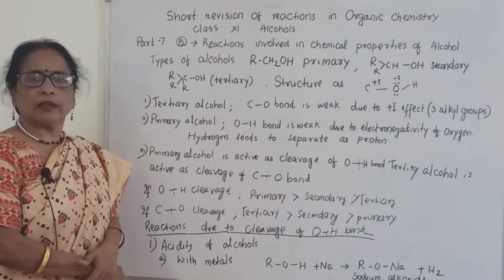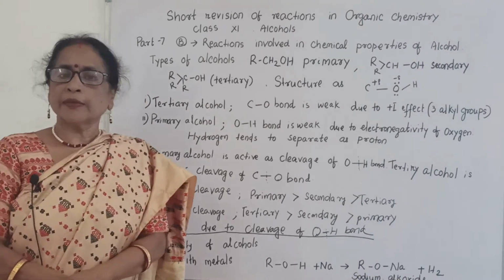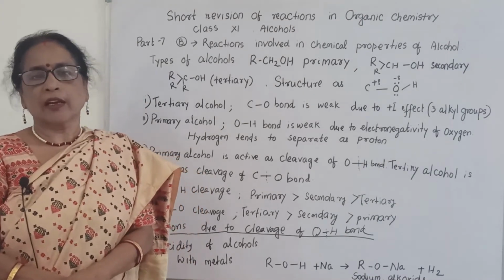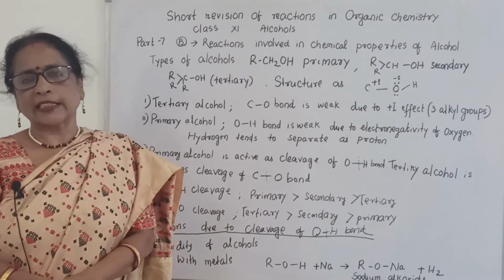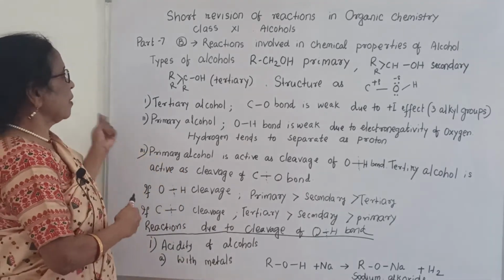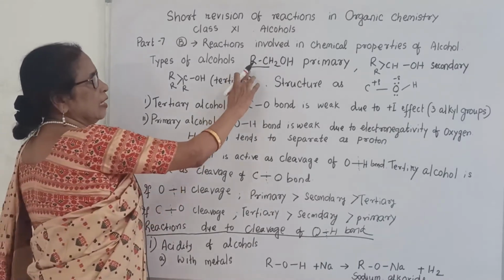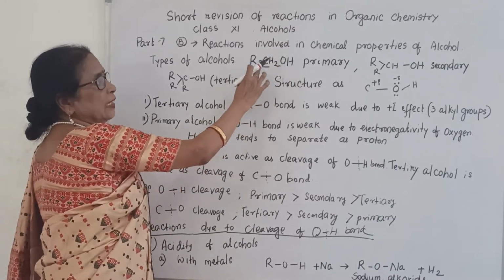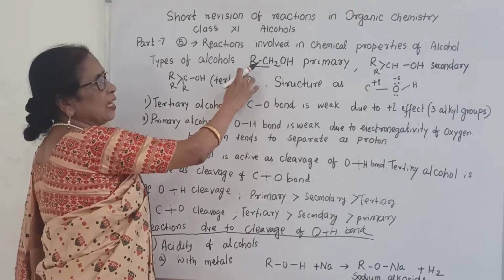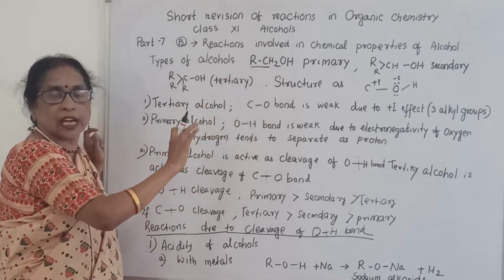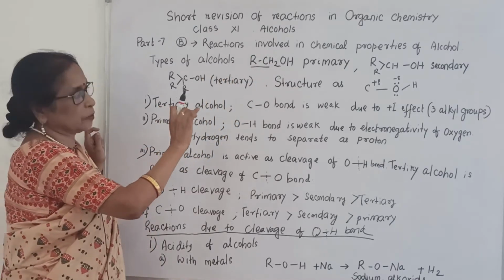Types of alcohol, you know what are the types of alcohol? Primary alcohol, secondary alcohol and tertiary alcohol. What is the primary alcohol? RCH2OH. In this carbon, one side alkyl group and there are two hydrogen atoms which are free to the carbon.